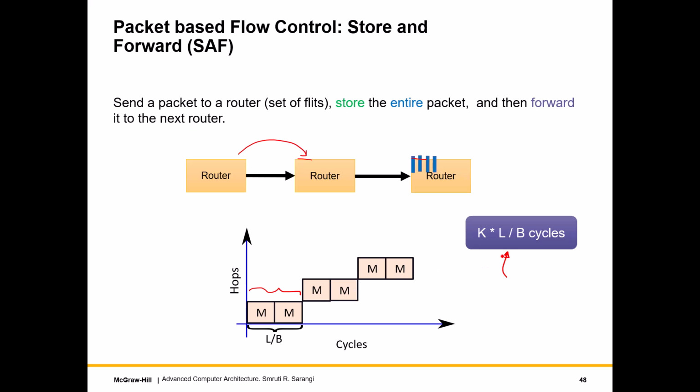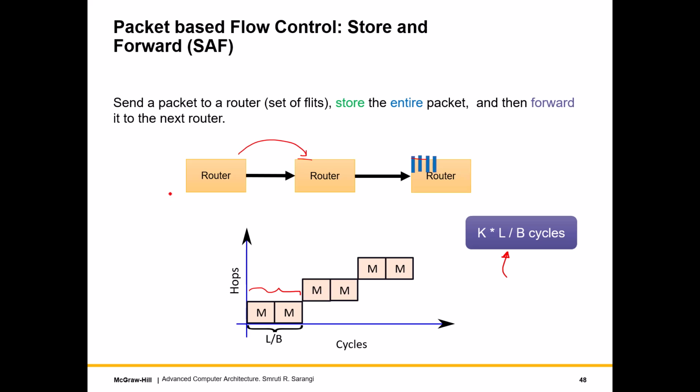So in this case, actually it is a much slower protocol if you think about it, even though we are doing it at a packet level. The total number of cycles that it is taking us is k times L by B, which is significantly high as compared to even the previous case. So it is true we are not locking up, kind of blocking resources for a long time, but nonetheless it is on the higher side, right? It's on the far higher side.